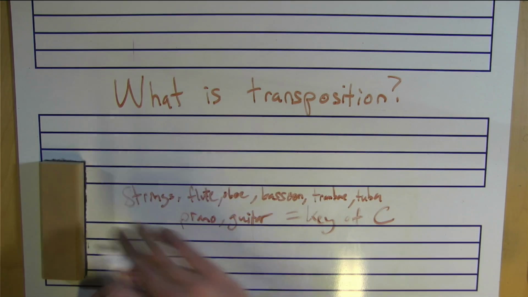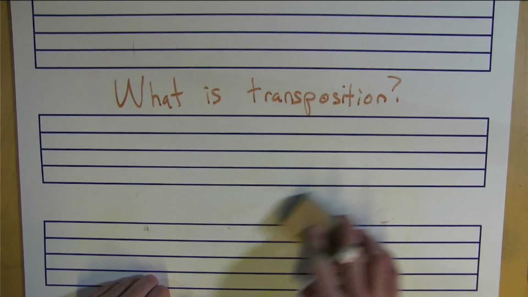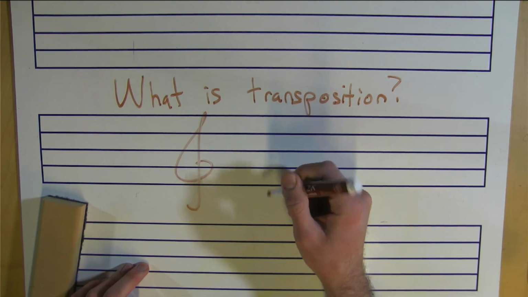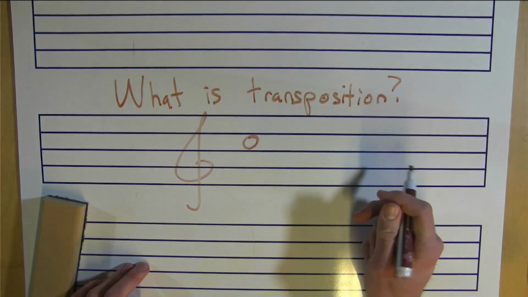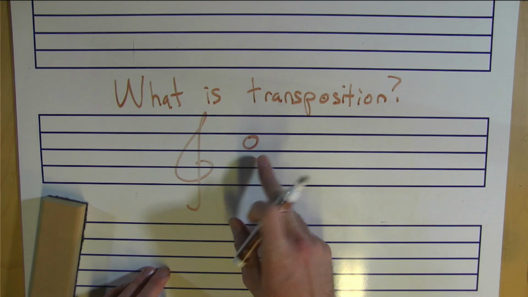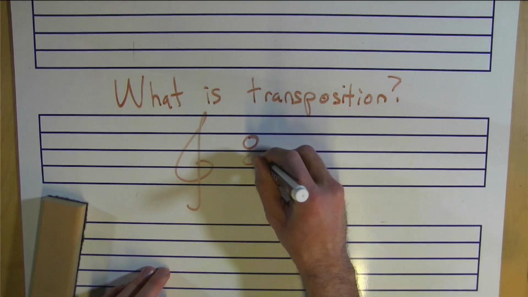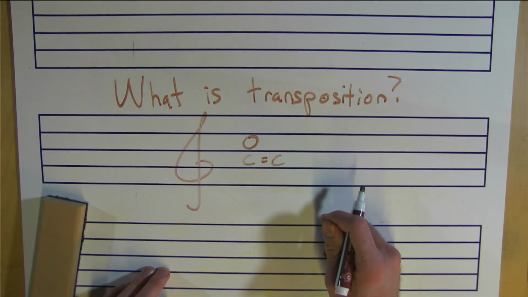But what does that tell you? Well, a C instrument, basically, if you're playing, and the C instrument, like a piano, sees that note and they play that note, it's going to sound like that note. This C will always sound like C.